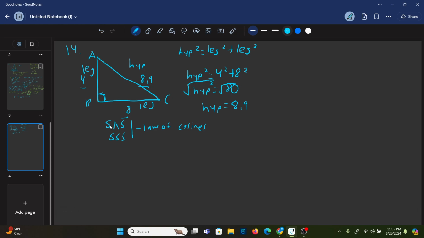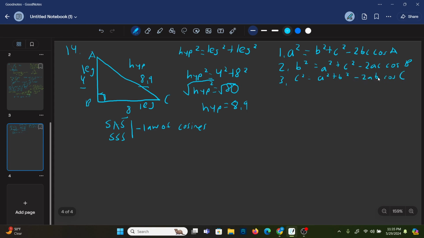If we recall the law of cosines, there are 3 formulas. I'll just go over them really quickly. The first one is a squared equals b squared plus c squared minus 2bc cos angle A. The second formula is b squared equals a squared plus c squared minus 2ac cos B. The third formula is c squared equals a squared plus b squared minus 2ab cos angle C. And this is just review from last video.